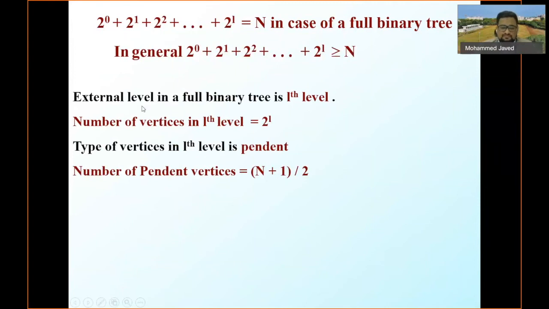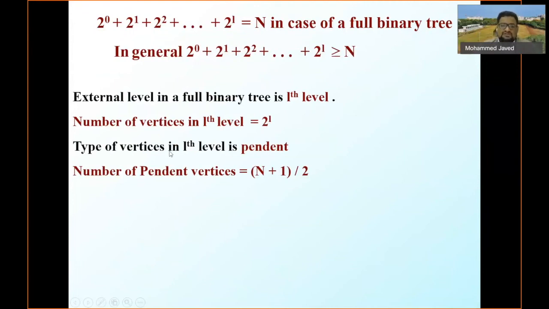So now the external level in a full binary tree is the nth level, the last level which we have seen. So number of vertices in the nth level, how many vertices are there? There are 2 power L vertices at level L.